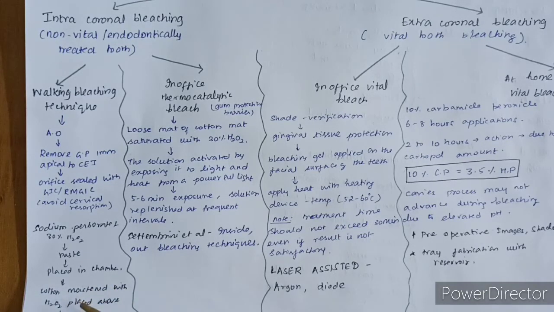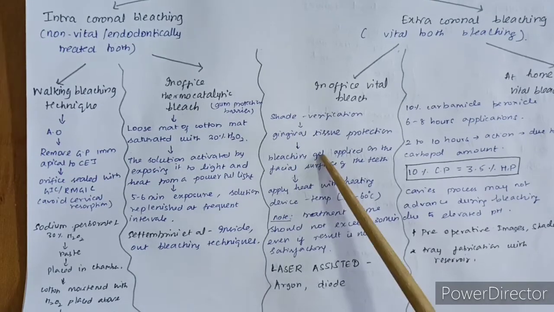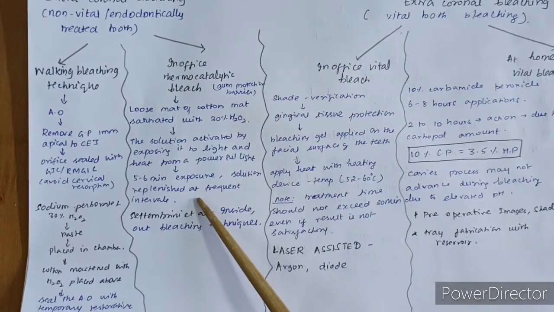Then a cotton moistened with hydrogen peroxide is placed above it, and a sufficient thickness of the restorative material should be given. This is the walking bleaching technique. In the walking bleaching technique, we use it for an endodontically treated tooth. So it is also internal bleaching, right? We will remove all the GP from the chamber and 1 mm from the canal orifice, and the orifice will be sealed with the help of a suitable restorative material.